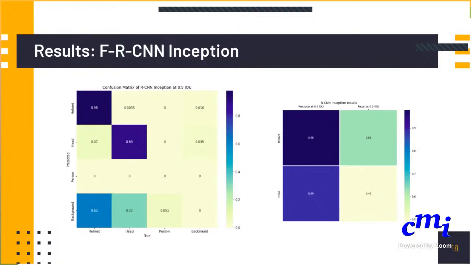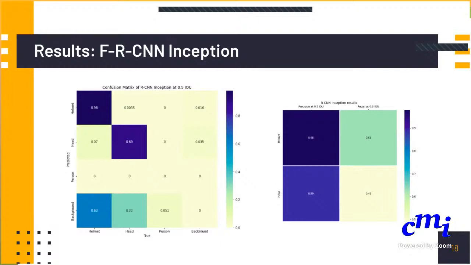And so let us talk about the results. In our data set, this is the result for Faster RCNN Inception. Now on your left is the confusion matrix. First thing we can say is that the precision is quite high, 0.98.